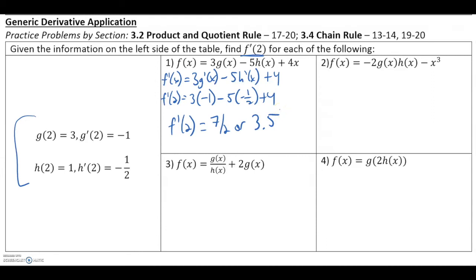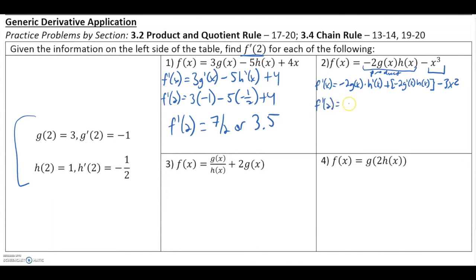Question 2, f of x equals -2 times g of x times h of x. You should know that that's going to be a product right there, minus x cubed, which is going to be a totally separate function to differentiate. So f prime of x will equal, now let's go ahead and just attach that -2 to the g of x. So if we did -2g of x as our first times derivative of the second, h prime of x, plus -2g prime of x for derivative of the first times the second left alone, and minus 3x squared from our x cubed.